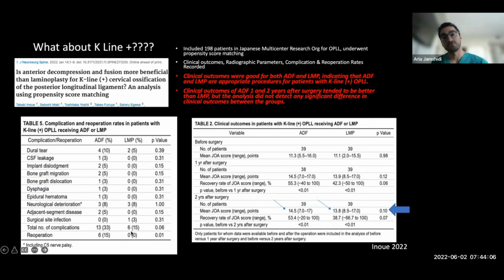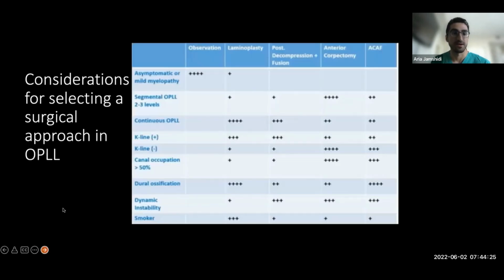Laminoplasty is a tried and true technique. For someone who's comfortable with that technique, it is a great option, especially if you don't want a lot of complications with your patients, and it can have great outcomes, as this publication clearly identified. Again, this was published in January of this year in the Journal of Neurosurgery Spine.